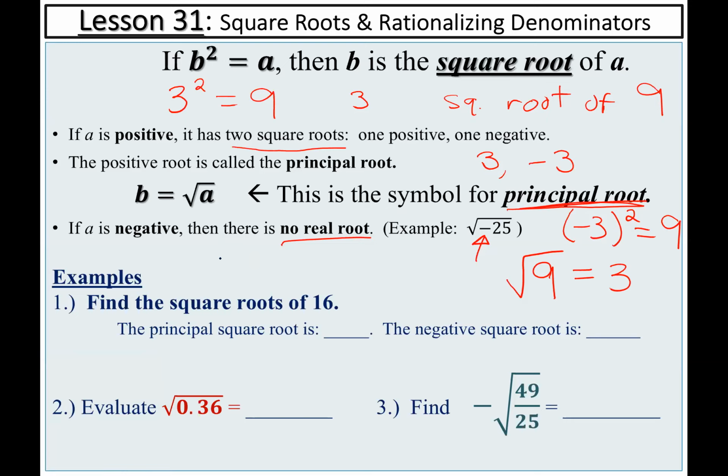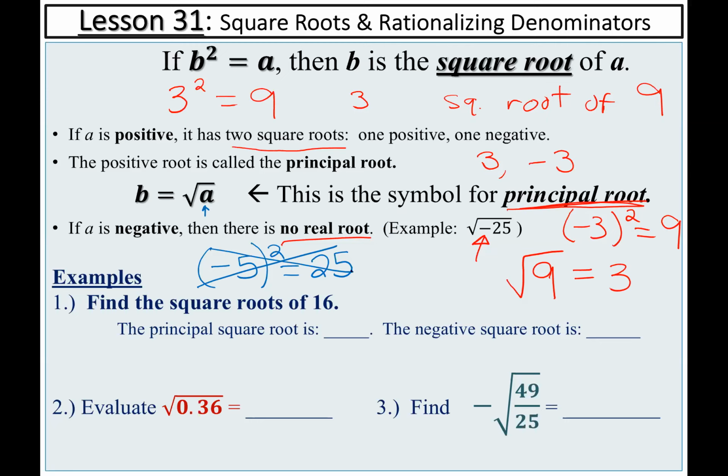But if you're wondering why it's not -5, think about it. If you take -5 and you square it, -5 times -5 is actually +25, right? It's still not going to give you that -25. So there's no real number that you can square to get to a negative answer. So in summary, if you have a negative number underneath that square root, there is no real root of that number. So again, the square root of -25, we'd say there's no real root. It's not 5, and it's also not -5.